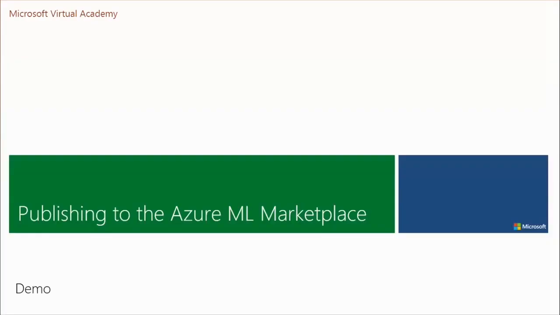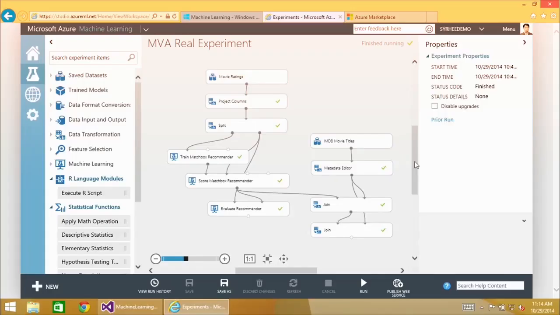So let's actually jump out now. A quick introduction, and let's do a demo. Let's switch over to your desktop again. What we're going to do is walk you through how to publish this and make your experiment, make this data, available on the Azure Marketplace. All right, sounds good.